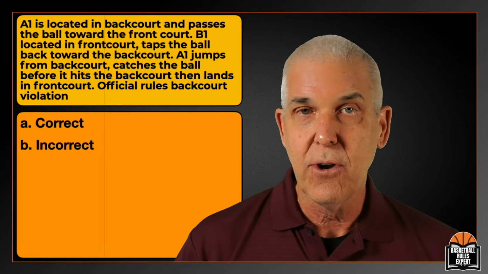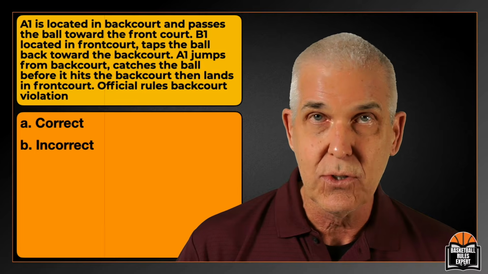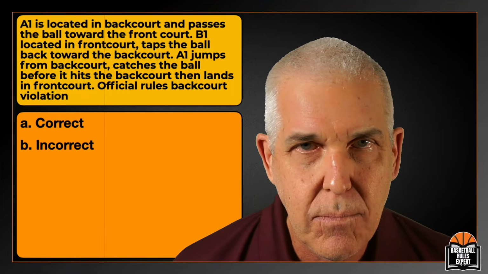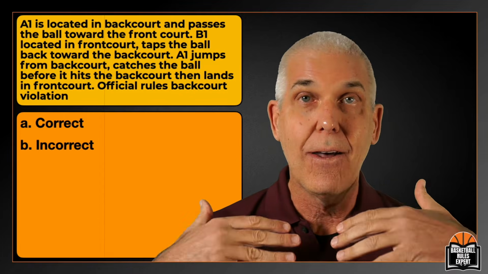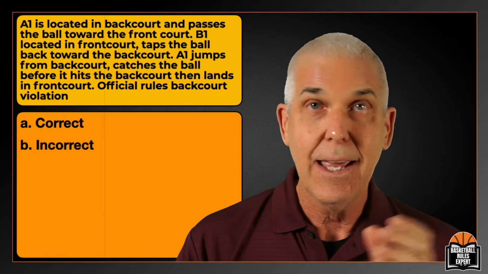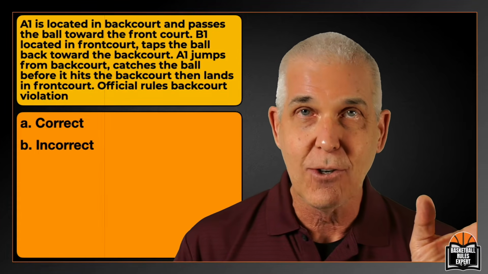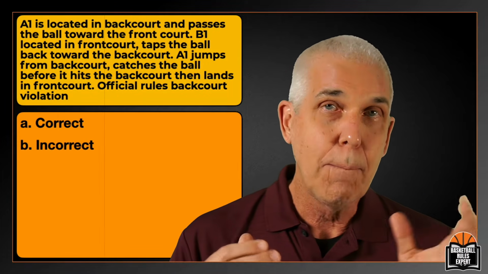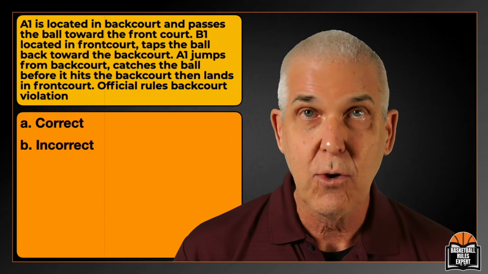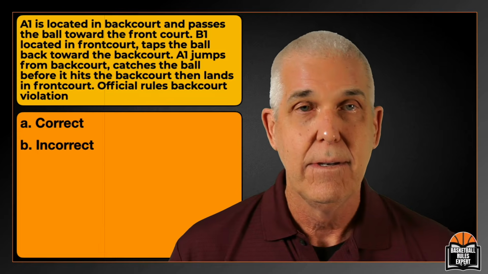B1, located in the front court, taps the ball backwards. So B1 is a player on the defense. B1 is located in the front court. So when B1 contacts the basketball, the ball has gained front court status. Okay?